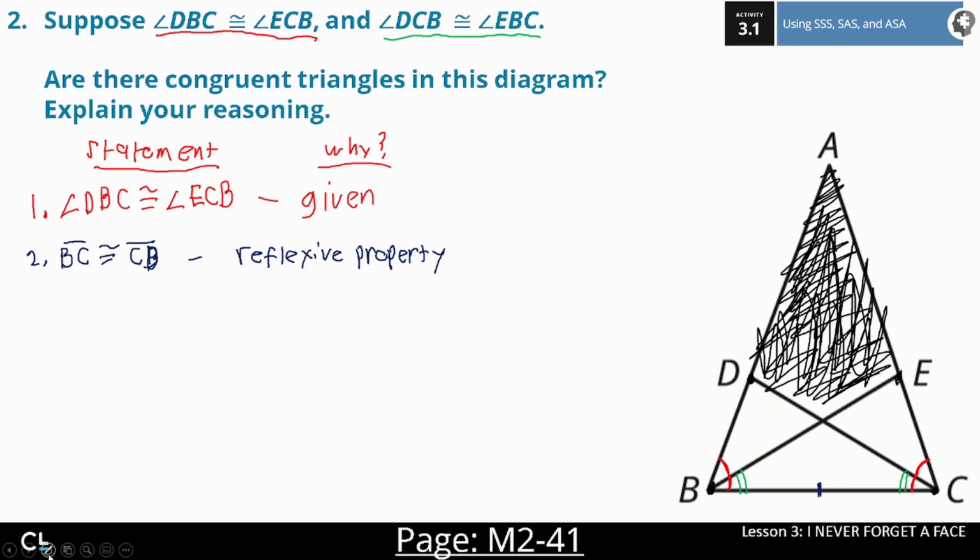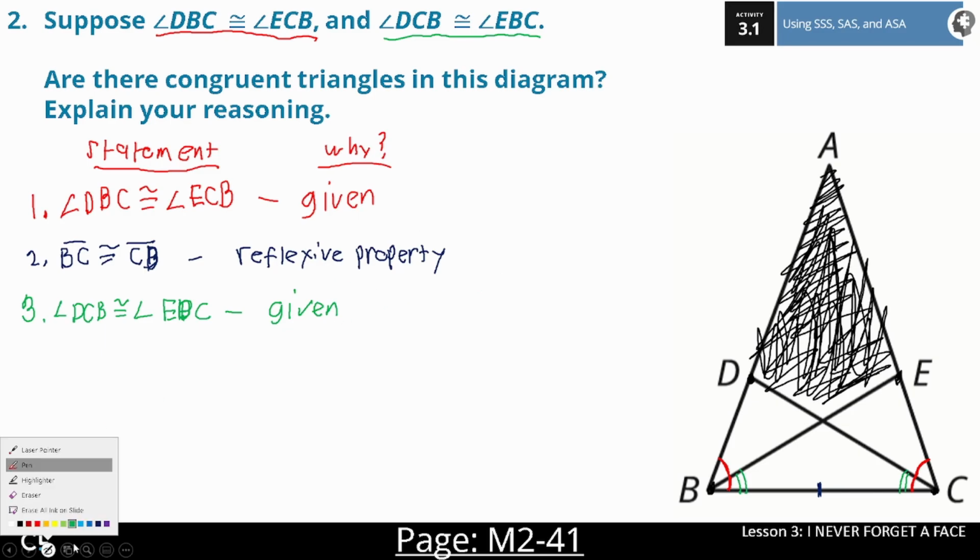Awesome. And the last one is our other given statement. We used green for that one, so I'll choose that again. For 3, our last one, we say angle DCB is congruent to angle EBC. And once again, why? It was given to me. So we have angle, side, angle. So finally, we can say that these 2 triangles are congruent, just like we did last time.